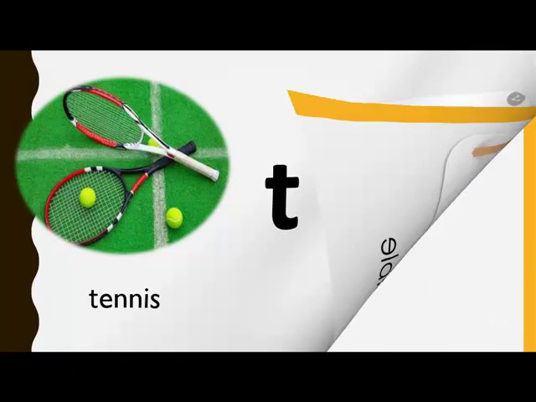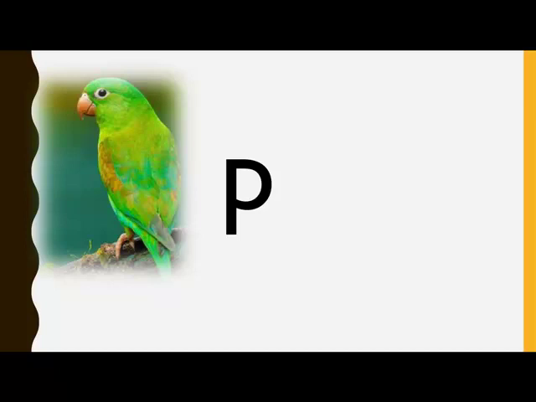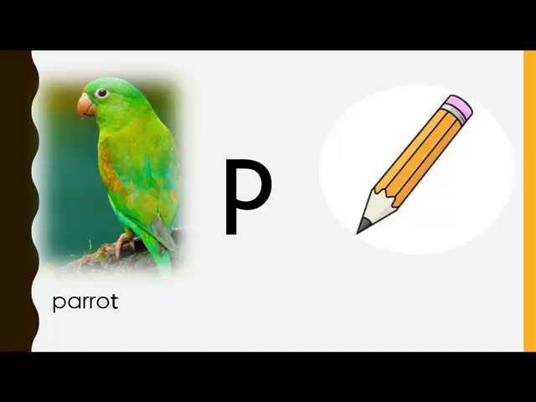Okay, now let us look at letter P and its sound. The sound of letter P is P. And the object that starts with letter P is P for parrot. P for pencil. P for parrot. For pencil.